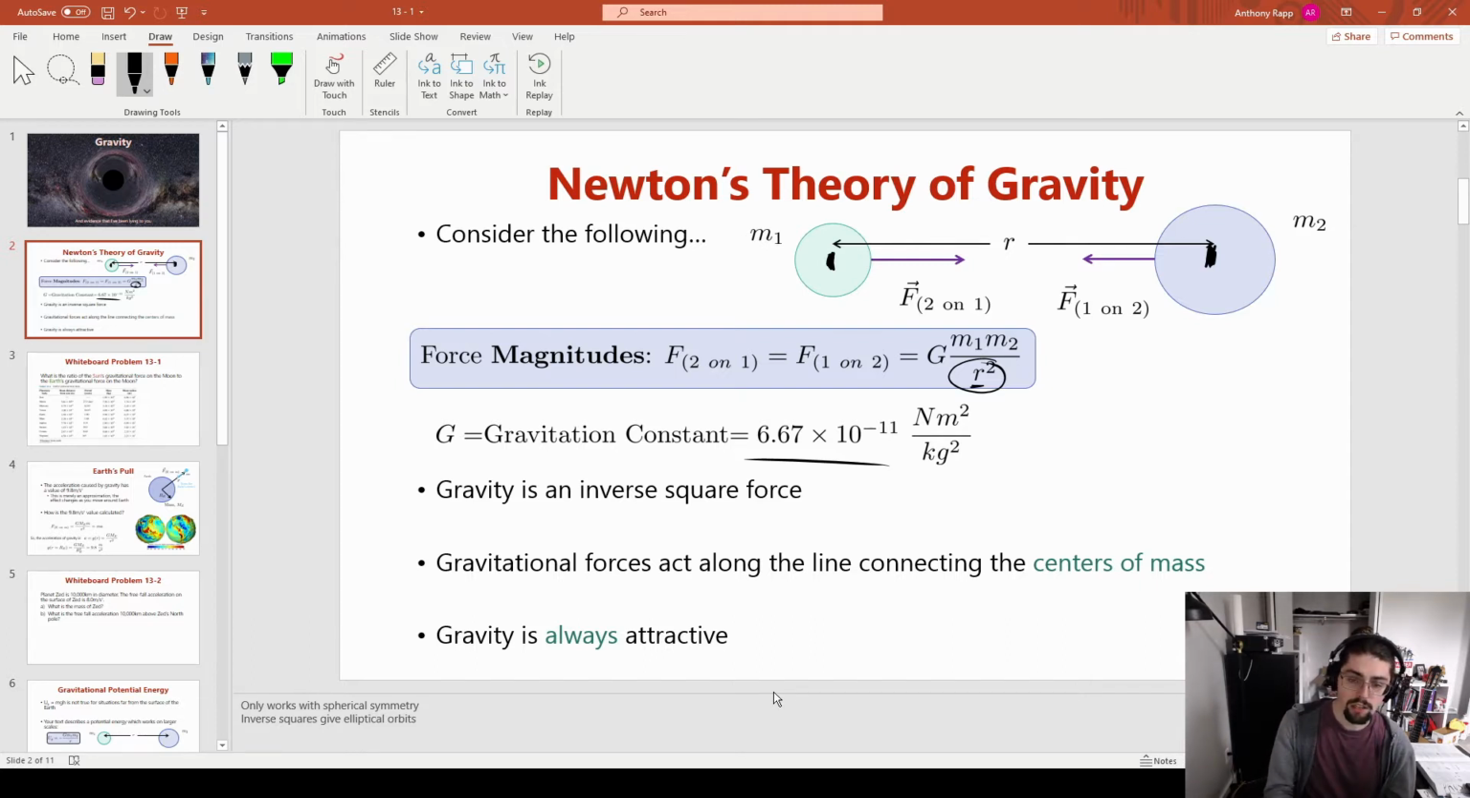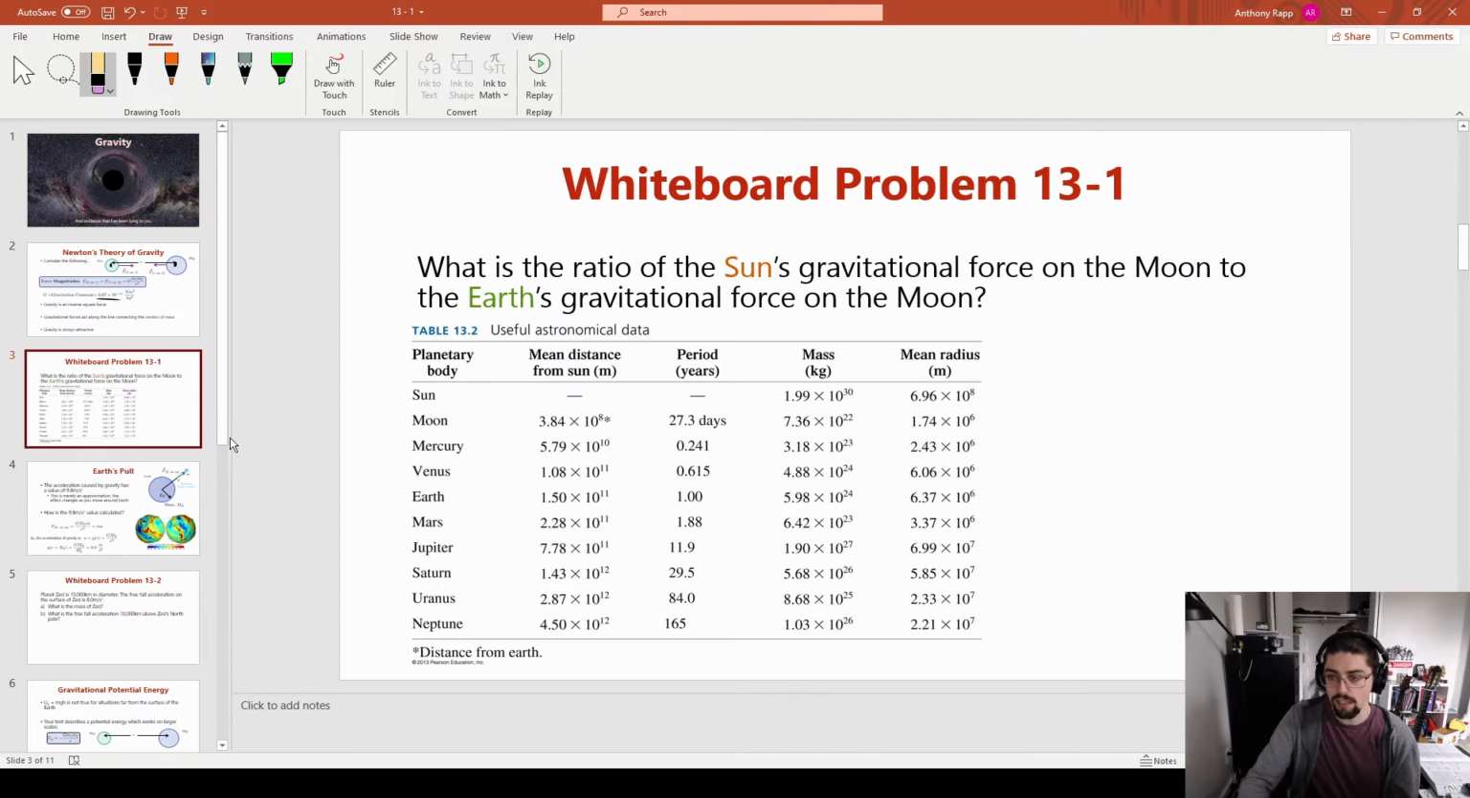So I want to try something real fast. Take this brand new equation that we've got right here, G m1 m2 over r squared, and let's try this out. Let's imagine here, what is the ratio of the sun's gravitational force on the moon to the Earth's gravitational force on the moon? And you'll notice here that we don't actually have a distance included in this table for the moon to the sun. This value right here, the asterisk, has something going on down from here.